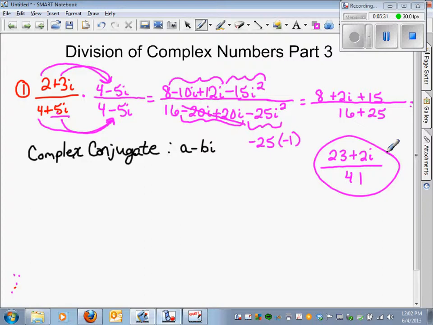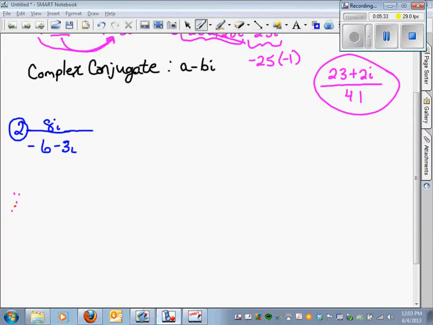Let's look at one more example. This time we're going to deal with 8i divided by negative 6 minus 3i. Again, our goal is to eliminate the radical in the denominator. This i cannot remain. So we multiply by the complex conjugate. Now remember, the complex conjugate is the form a minus bi. The only difference is that we change the sign in between the real and the imaginary terms, or the sign on the imaginary term. So our complex conjugate is negative 6 plus 3i. So we multiply numerator and denominator by that, because as long as it's the same thing, it's the equivalent of multiplying by 1.